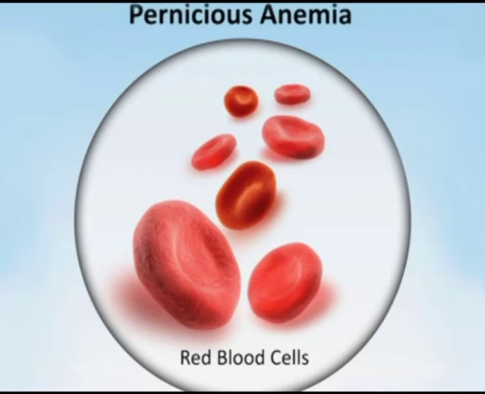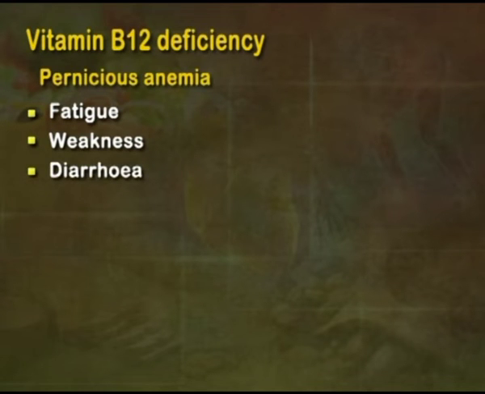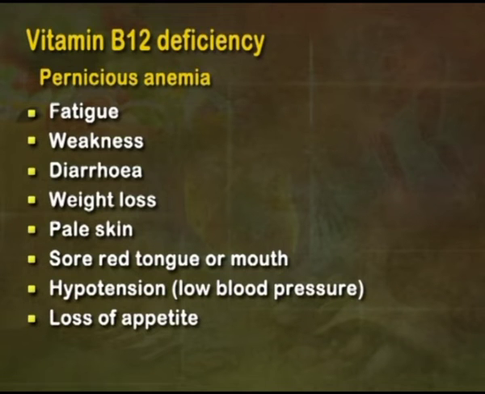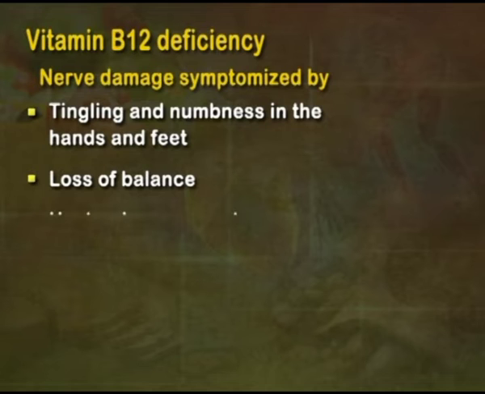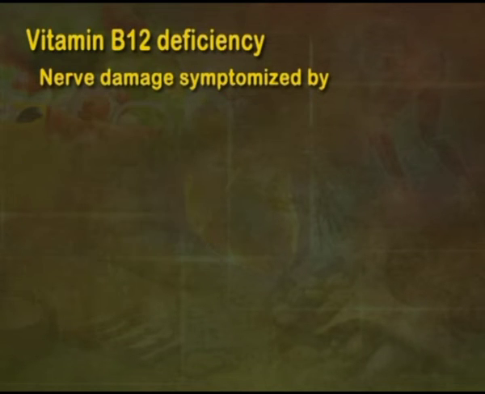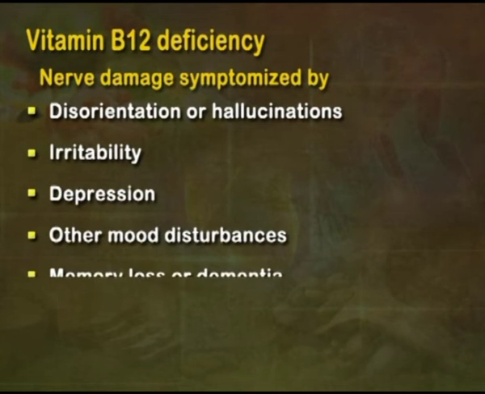Vitamin B12 deficiency leads to pernicious anemia, characterized by fatigue, weakness, diarrhea, weight loss, pale skin, sore red tongue, hypotension, loss of appetite, nerve damage symptomized by tingling and numbness in hands and legs, loss of balance, unsteady movement, heart palpitations, confusion, disorientation or hallucinations, irritability, depression or other mood disturbances. The other symptoms of vitamin B12 deficiency include memory loss, dementia, Alzheimer's disease.